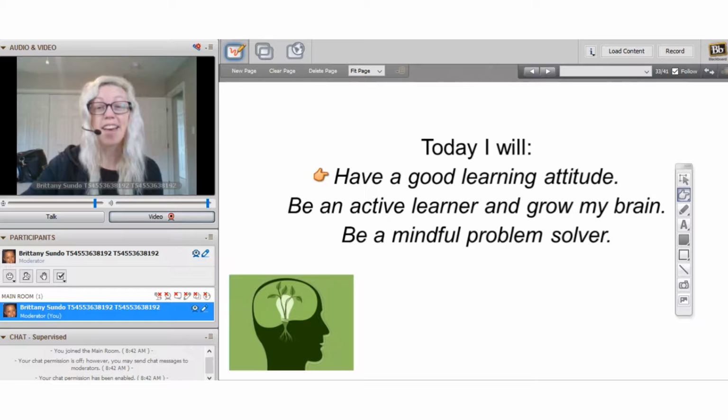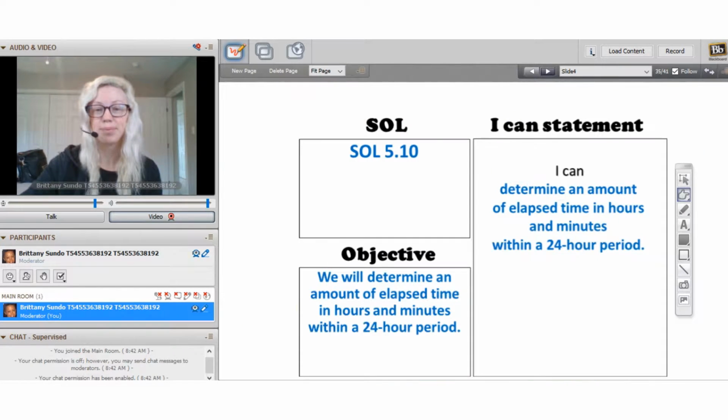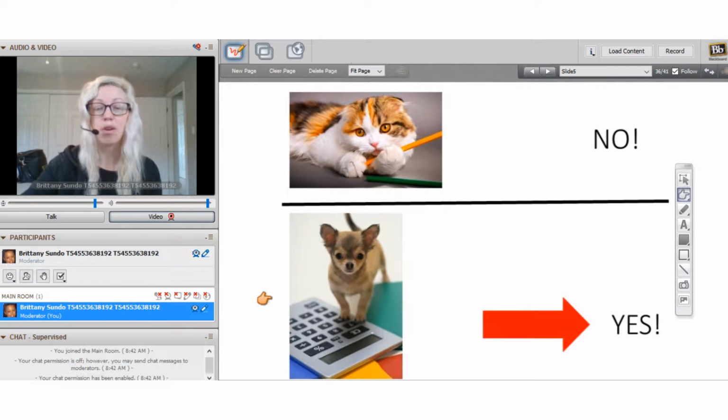Today I will have a good learning attitude, be an active learner and grow my brain, and be a mindful problem solver. Our 8 mathematical practices of Jedi Masters. Today we will focus on number 1, I can solve problems without giving up, and number 7, I can use what I know to solve new problems. Our SOL is SOL 5.10. We will determine an amount of elapsed time in hours and minutes within a 24-hour period. This will be located on the calculator portion of your 5th grade SOL.